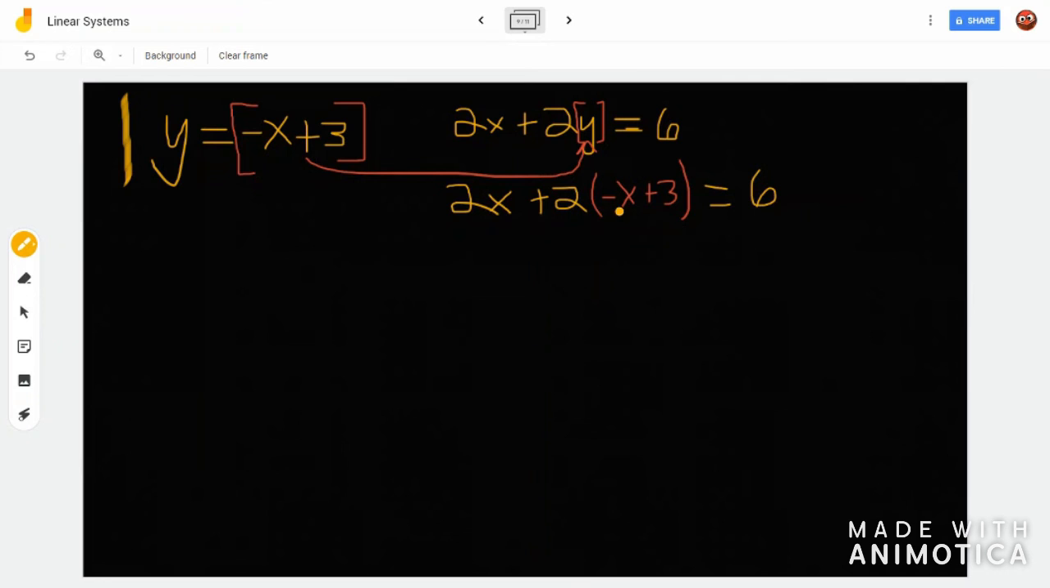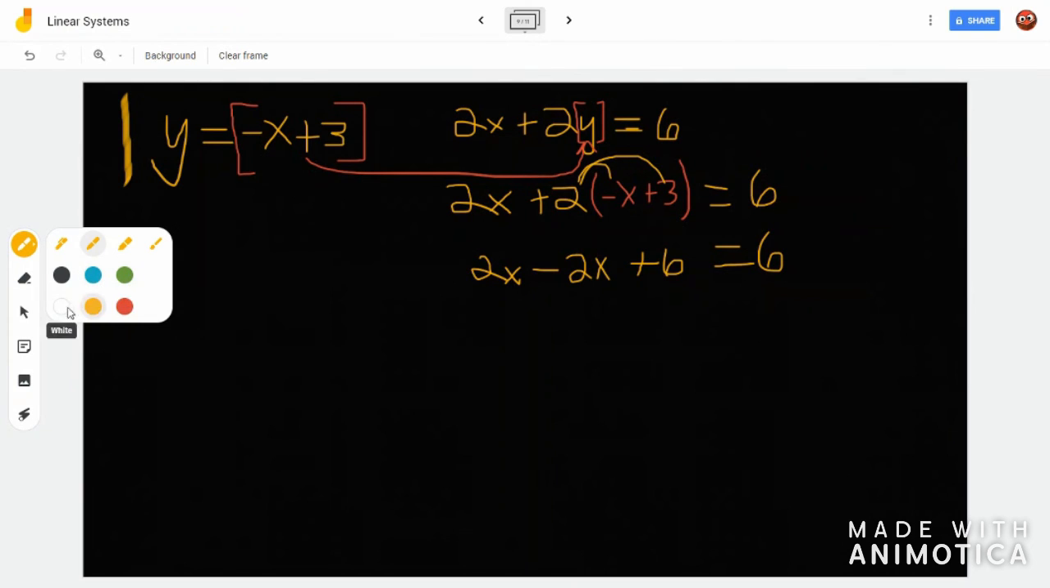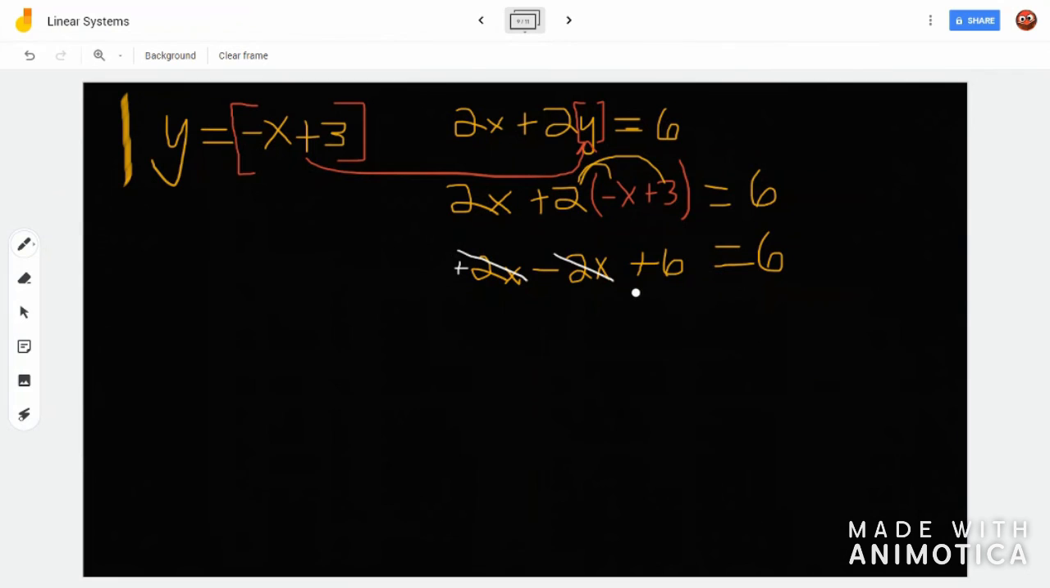Now I have equations with only x. I can solve this. Let's distribute that 2 into there. So I'll have 2x, and 2 times -x is -2x. 2 times +3 is +6. And of course, carry the rest of the equation down, equals 6. Now look at what's going to happen when I collect like terms here. I have a +2x and a -2x. Those are going to cancel, which leaves me with +6 is equal to +6.